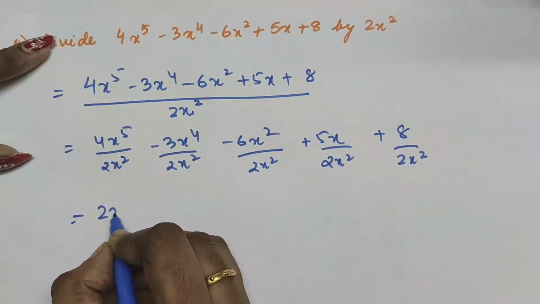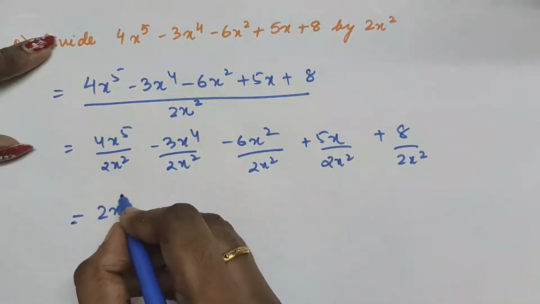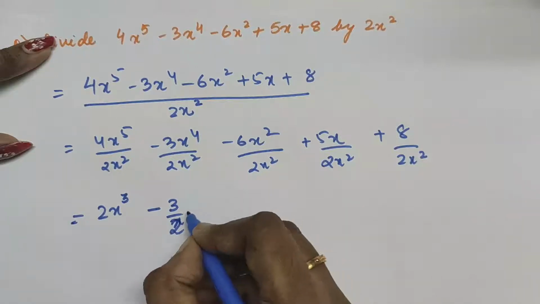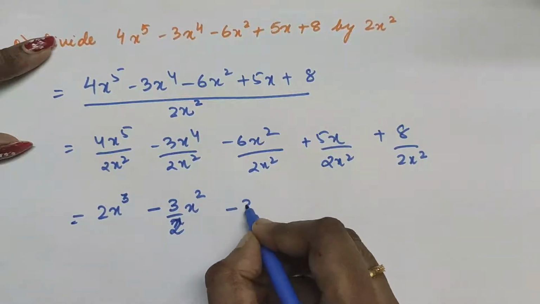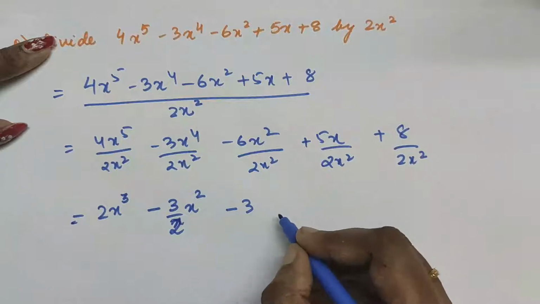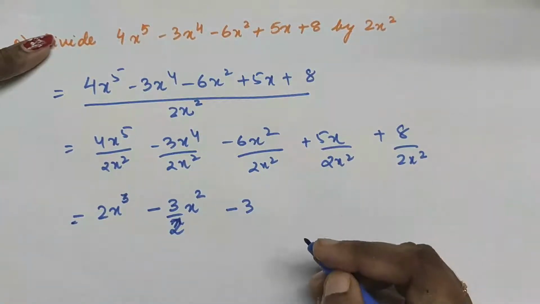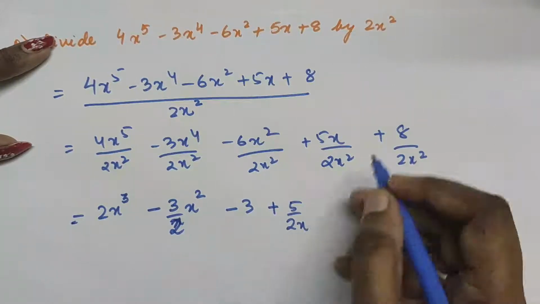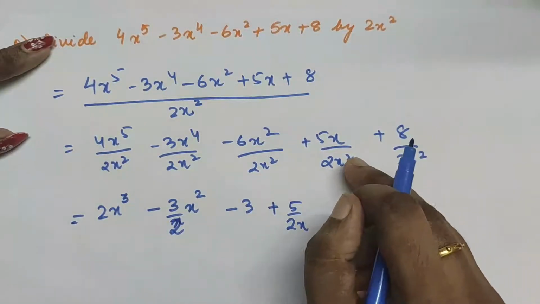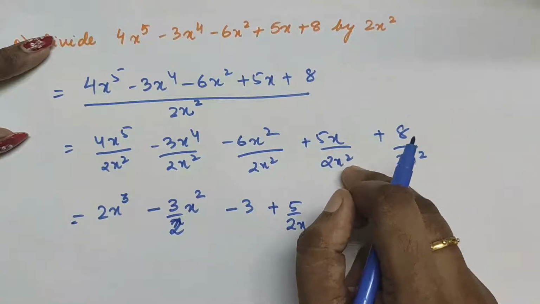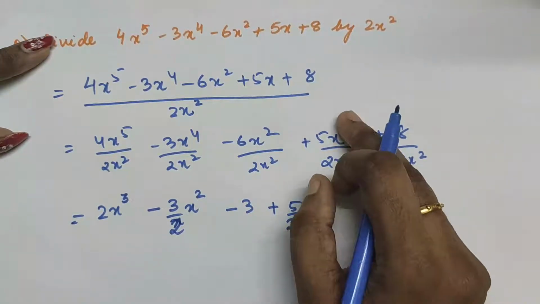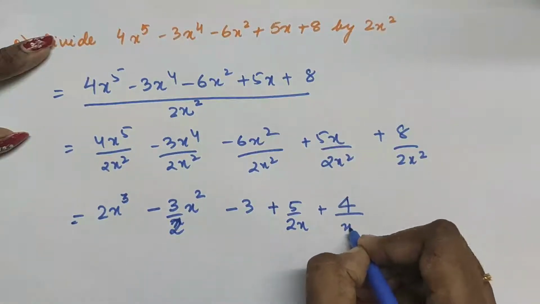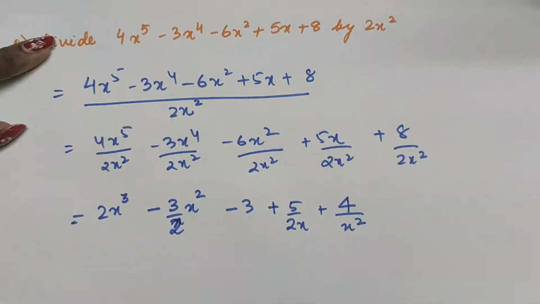So here it will be 2x to the power 5 minus 2, 3 minus 3 by 2 x to the power 2 minus 3, because x square and x square will become x to the power 0, that is equal to 1, plus 5 by 2x, because here 2 is more in the denominator, x square, so that 2 of the power is more here and here power 1, so take it down, plus 4x square. So this becomes our answer.